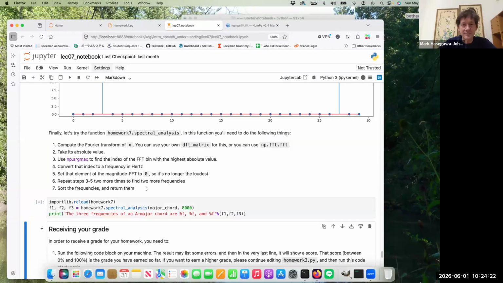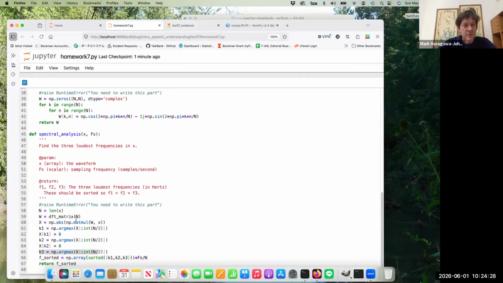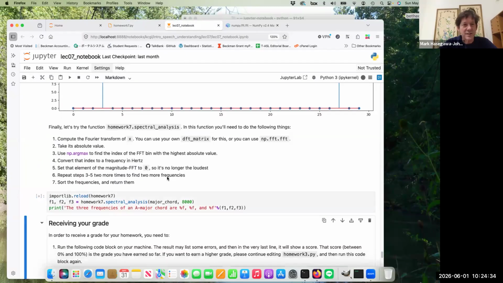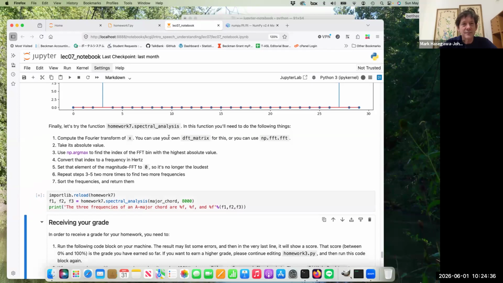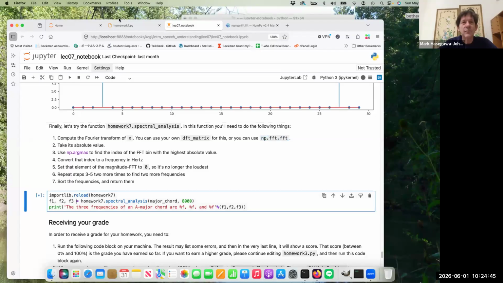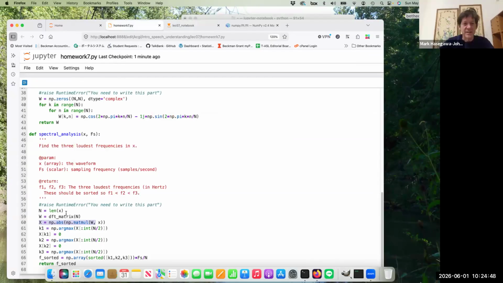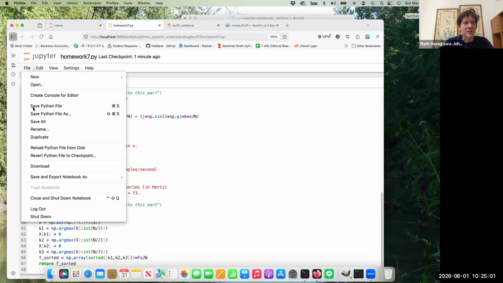Okay, it hung up somehow. W is equal to DFT matrix N, X is equal to, oh, because I created a very, very large W matrix, didn't I? Maybe I don't want to do it that way. Maybe I should use the FFT. Let me go back here and use the FFT instead. Instead of creating a whole W matrix, I'll use the FFT because that will be faster.